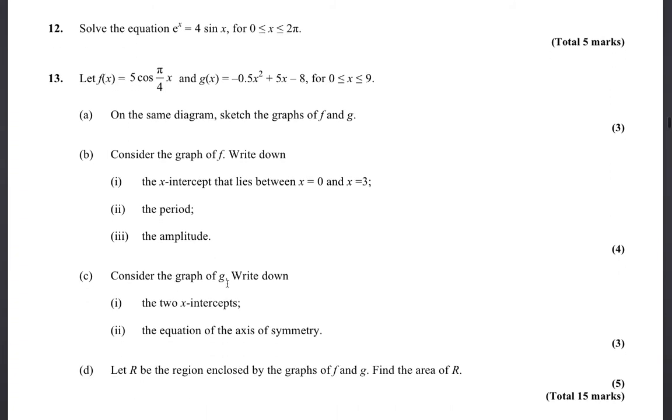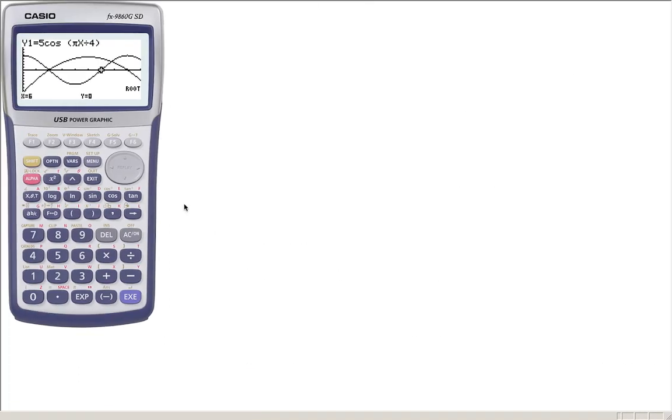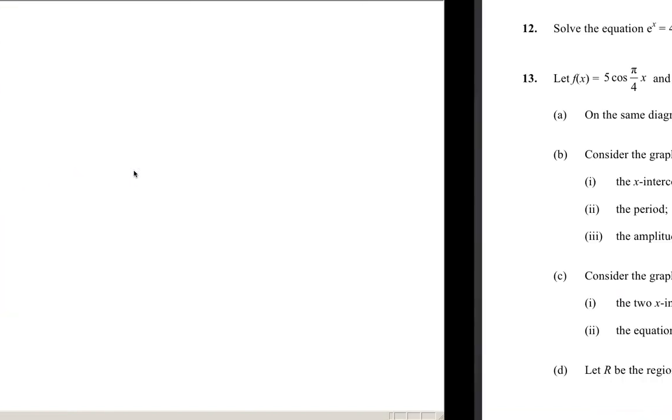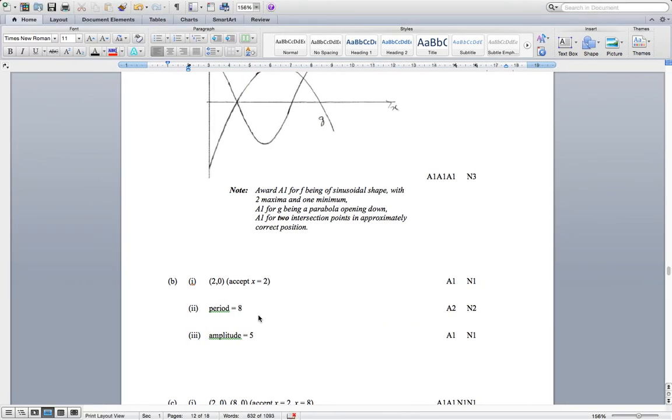Consider the graph of g, write down the two x-intercepts. So G-Solve, root, not for this one, I want it for the second one, so press this, now enter. So one x-intercept is 2 and the second one is 8. So the answers are 2 and 8.